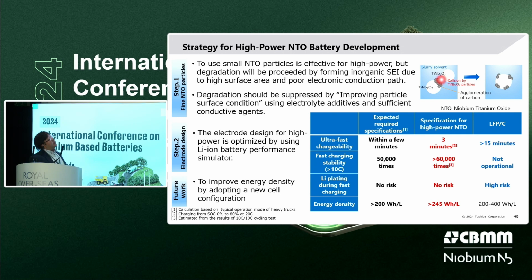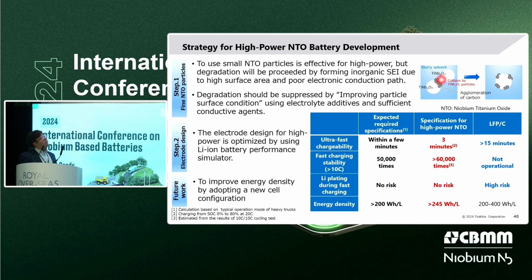And this is the result and expected specification for the high power type NTO. Regarding ultra-fast chargeability, maybe 3 minutes is available, and fast charging stability is more than 60,000 cycles, and no lithium plating risk. However, the energy density will be decreased to 245 watt per liter. So this is another challenge. So as a future work, in order to improve energy density, we are now considering adopting a new cell configuration, and it is under development.